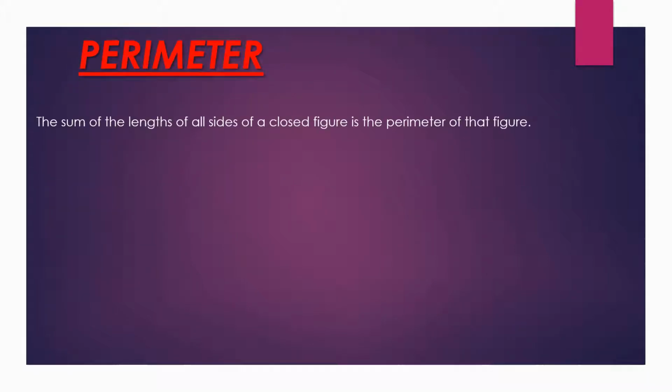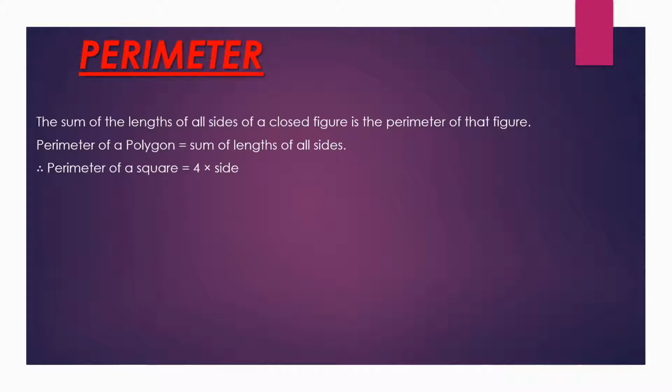Perimeter. The sum of the lengths of all sides of a closed figure is called the perimeter of that figure. Perimeter of a polygon is equal to the sum of the lengths of all sides. Perimeter of a square is equal to 4 into side. Perimeter of a square of side A will be 4 into A.